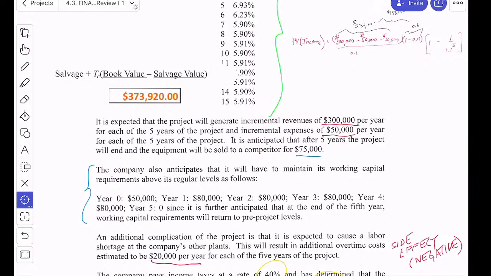So this is going to help us because we're going to declare or claim a loss. We're going to take the book value minus the salvage value, and that will be an amount we can claim and earn tax savings. Okay? And let's do this piece here. So let's take that.